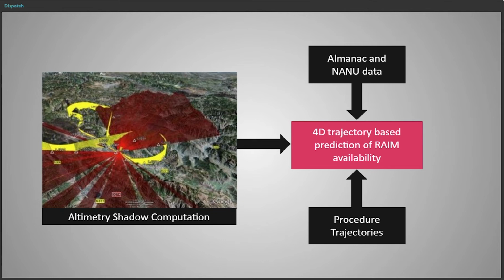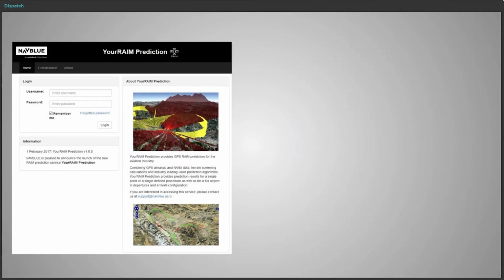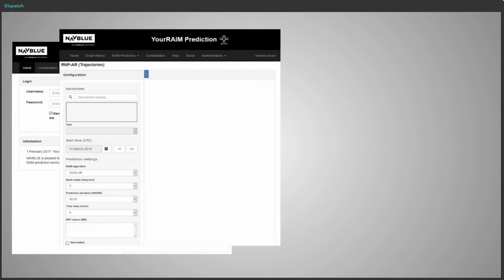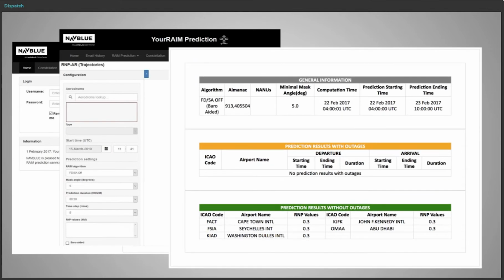Note, Navstar GPS, Navigation Satellite Time and Ranging GPS, is the original name of GPS. These images show Your RAIM as an example of a ground-based prediction program. The operator can receive an automatic Your RAIM prediction email for RNP AR prediction, and possibly an additional email for RNP APCH airports, if any, on a daily basis. Dispatchers can also check the predictive performance capability at a given airport for RNP AR departures and/or approaches via Your RAIM prediction website. The trajectory prediction mode provides RAIM prediction for a given trajectory on a given airport at a given time and for a given prediction duration.